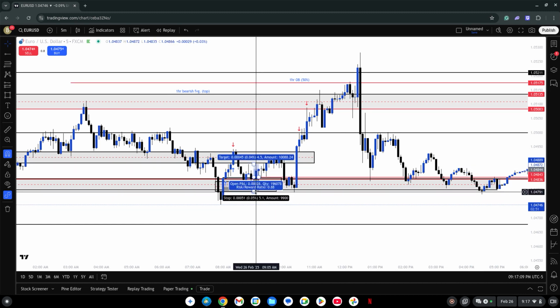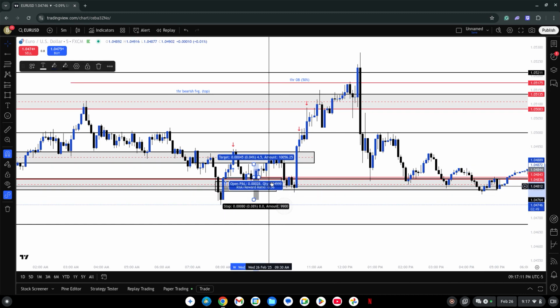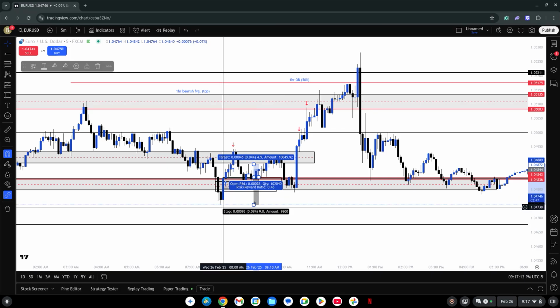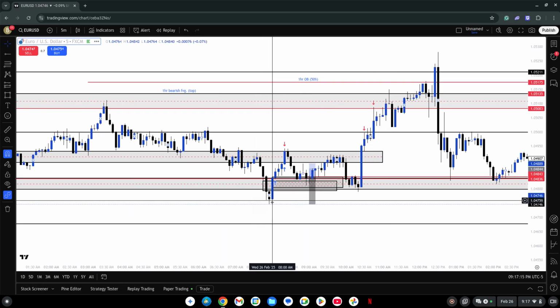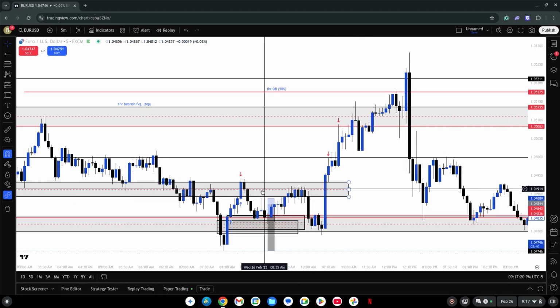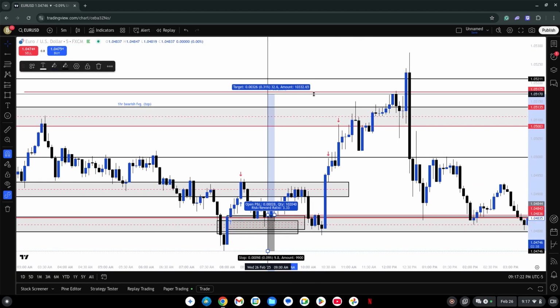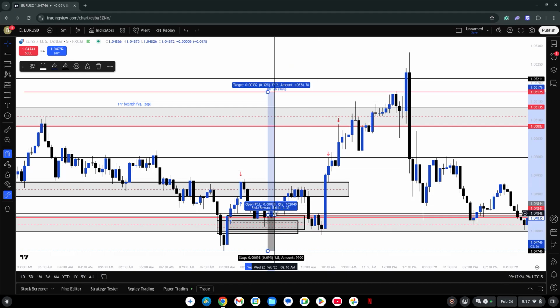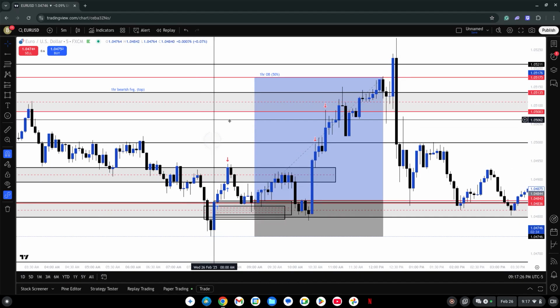And our stop loss was here. Like I said, 5-minute confluence. So we look for the 5-minute low. And then we target all the way up here. Quick 1 to 3.39 risk to reward.